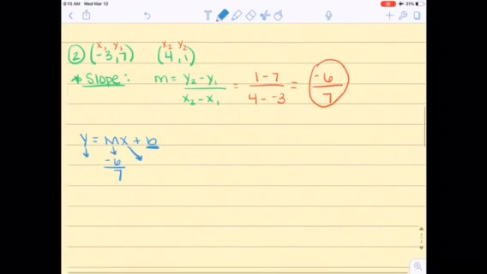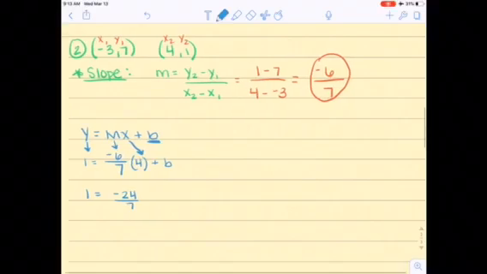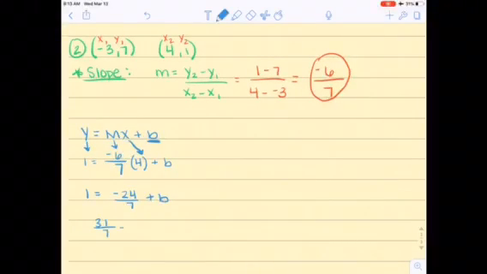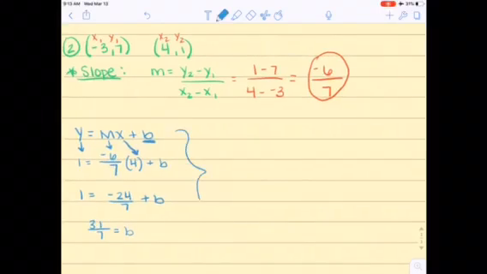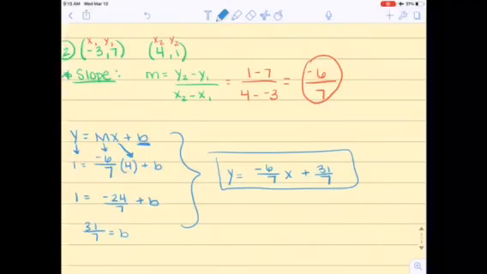So I'm going to use 4, 1, and so 4 represents the x value and 1 represents the y value. And now I'm just going to go and solve. That gets me -24 over 7 plus b, and I'm going to move that on over, and I have 31 over 7 equals b. So now I can use that information to write the equation y equals my slope that we found earlier, x, plus the y-intercept value that we just found. And now we have the equation of our line.